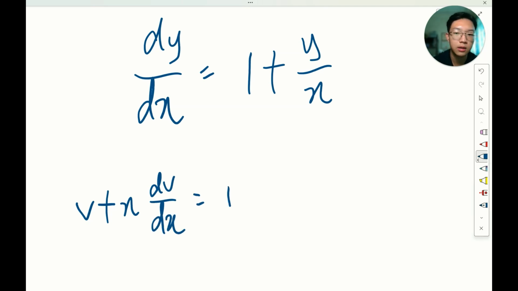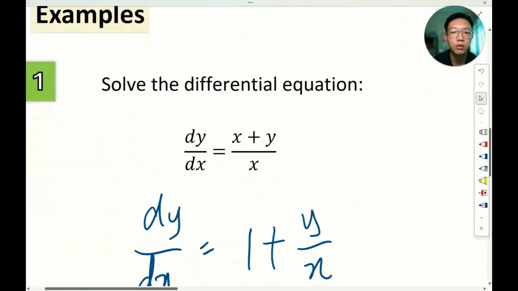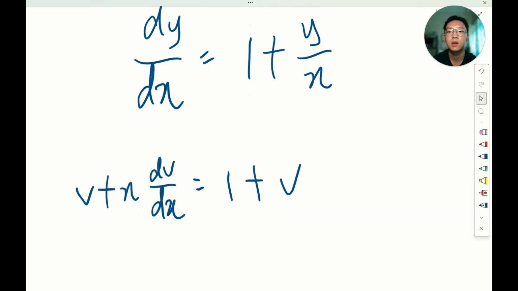How about the right hand side? 1 will stay as 1. Y over x, since we are using y equals vx, y over x will equal v. So we sub that out. And because of this substitution, the equation has become a variable separable equation. As such, we can simplify it to separate the variables before integrating.